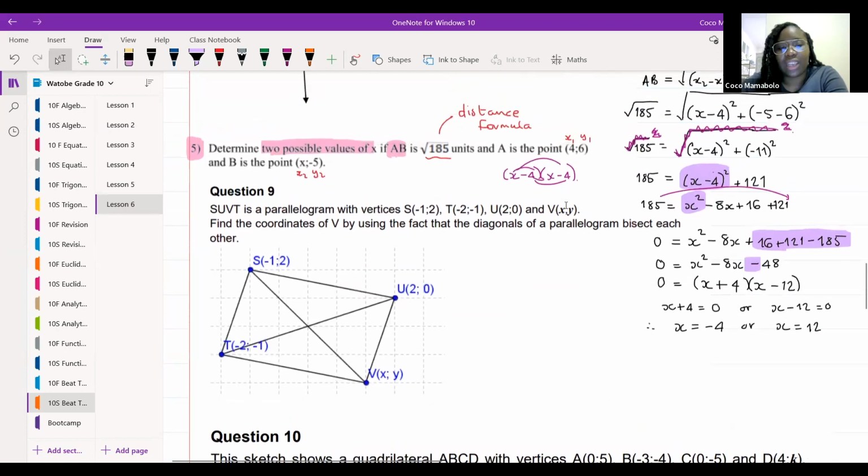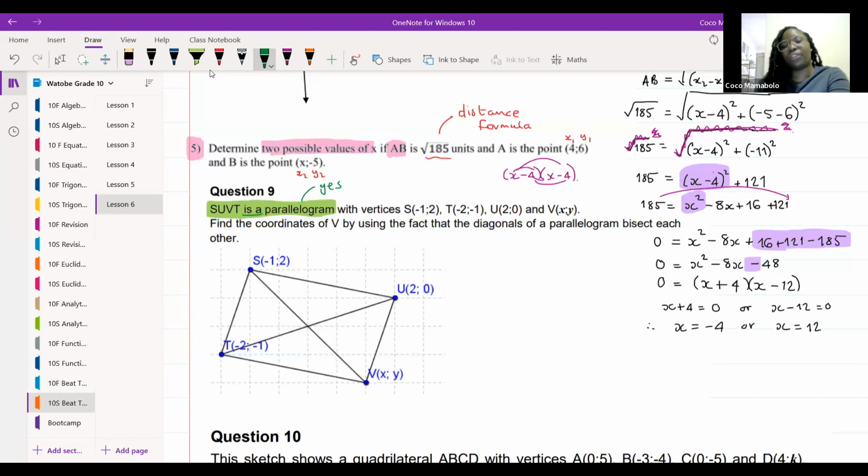All right. Question 9 over here says, SUVT is a parallelogram. So they tell us that it's a parallelogram, guys, right? So yes or no? Can we use the properties of a parallelogram? Anna, the correct answer is yes, because they tell us that it is a parallelogram. So yes, we can use the properties of a parallelogram. If they said prove that it's a parallelogram, we won't be able to use those properties.